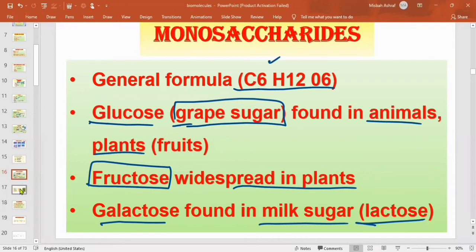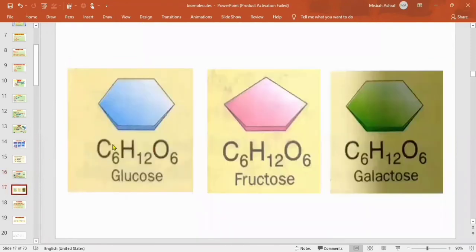Next, here you can see. This is glucose. You can see it has C6H12O6. This is fructose and this is galactose. If all these three have the same formula, so where is the difference? Look at all of them, beta, the formula is the same, C6H12O6. Fructose also has C6H12O6 and galactose also has C6H12O6. Where is the difference? The difference is in their structure.